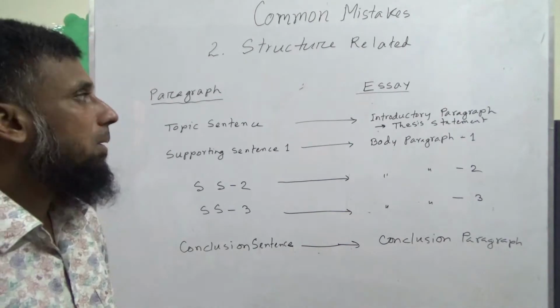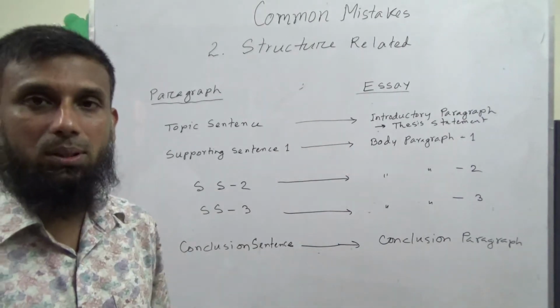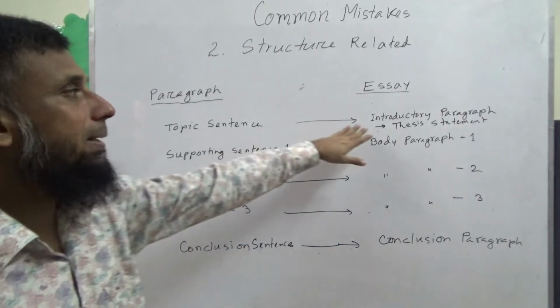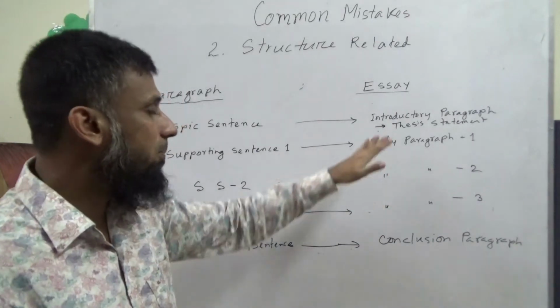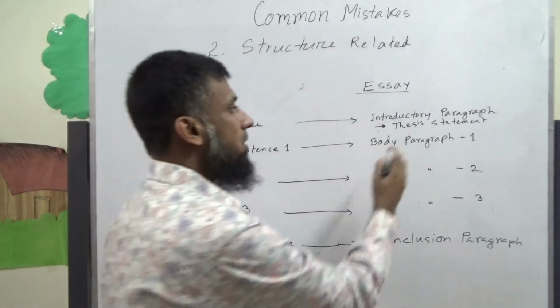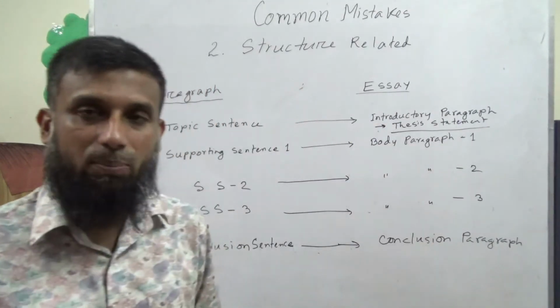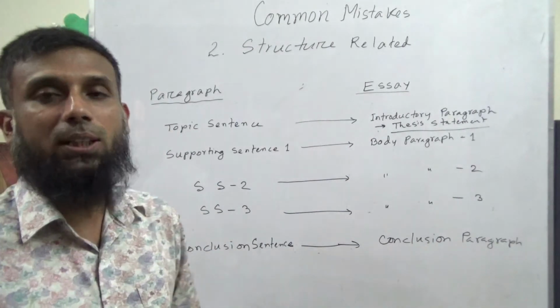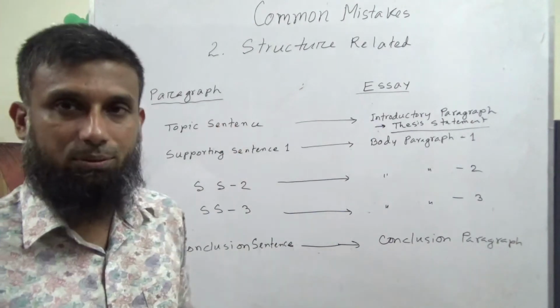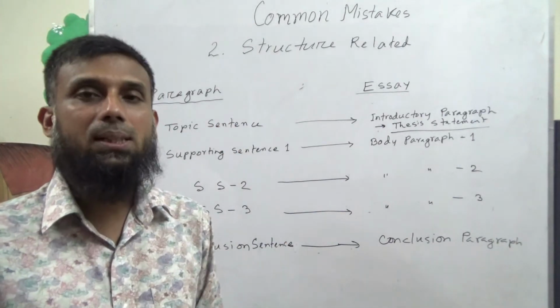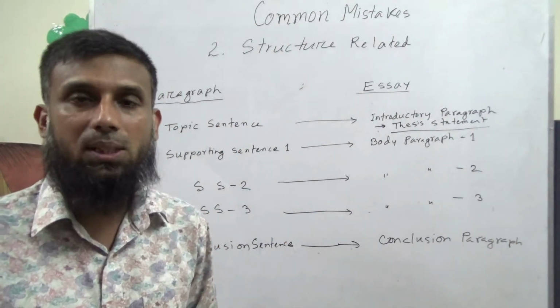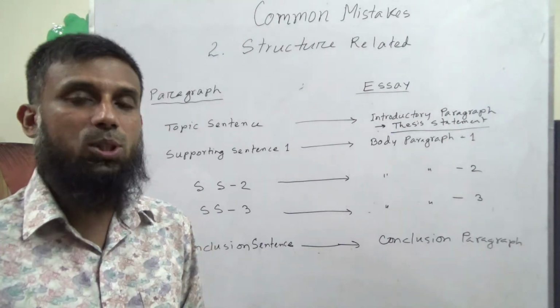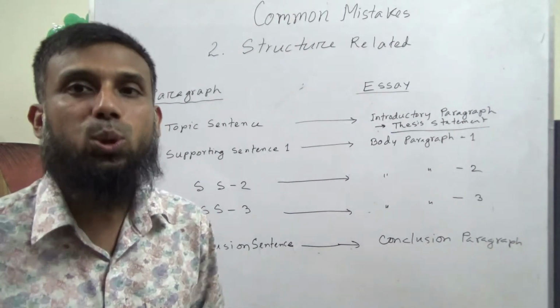In a paragraph you cannot have more than one conclusion sentence, so only one sentence summarizing the whole idea presented in the paragraph. But in an essay you cannot have a topic sentence. In an essay, at the beginning we have an introductory paragraph, and an introductory paragraph has a thesis statement. So your introductory paragraph cannot be without the thesis statement. Thesis statement functions almost like the topic sentence of a paragraph. It has the topic, it has a standpoint, and it expresses the main idea, the general idea, or the idea that you want to express in your writing.